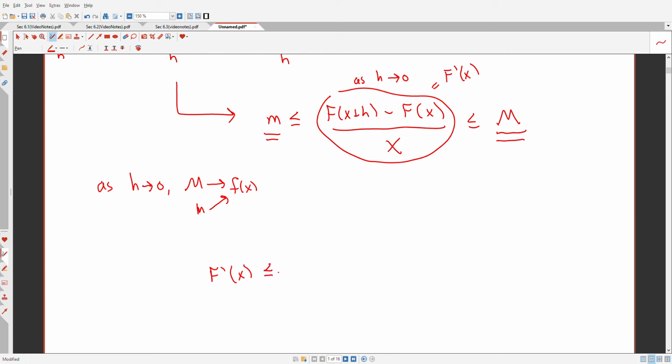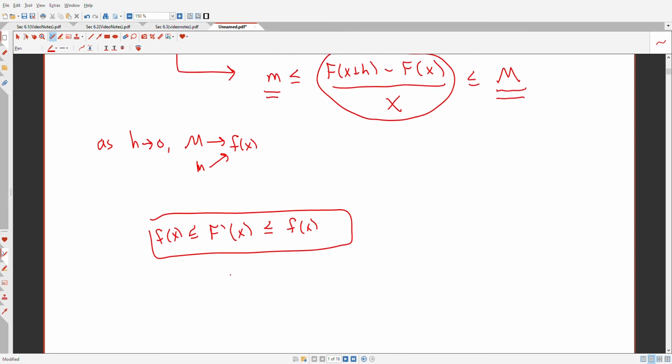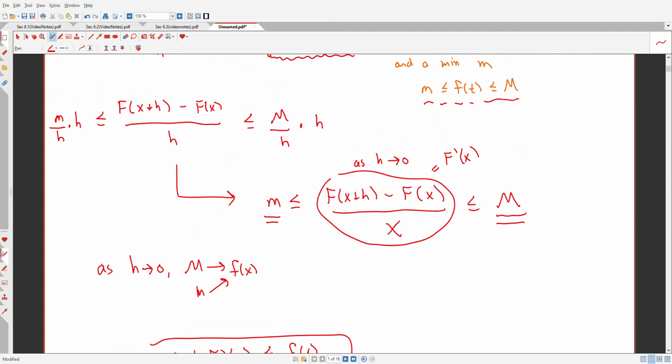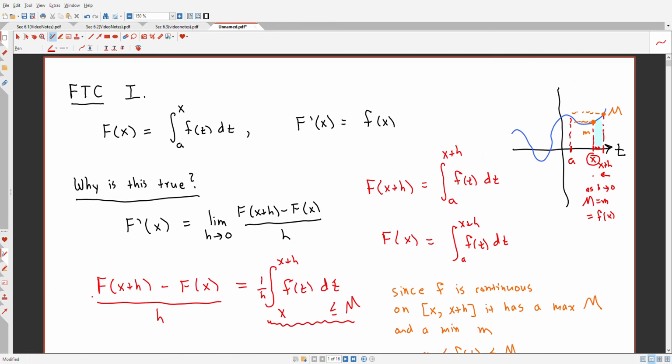turns into something less than little f of x and something bigger than little f of x. Well, there's only one way to be a number trapped above and below by the same number. You've got to actually equal this value. So that's how most textbooks will try to explain the fundamental theorem of calculus part 1.